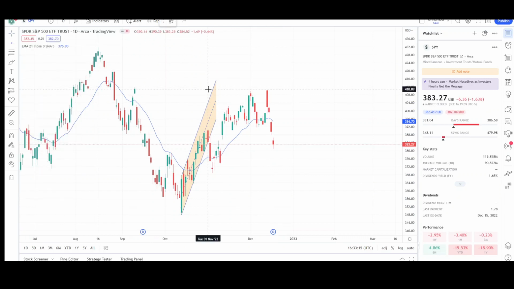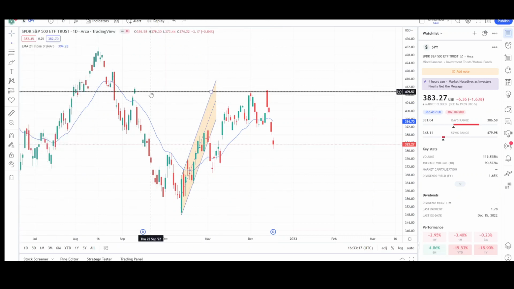Prices came back to this 410, 411 level and found resistance. This is the first test of it. This is the second test. This is the third test. Traders saw the third test and thought, bulls tried to beat this level three times and failed. Most likely it's going to drop down.